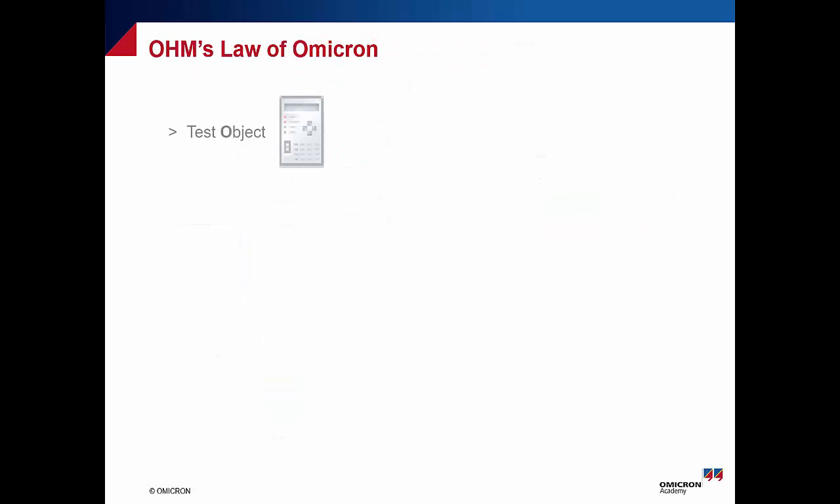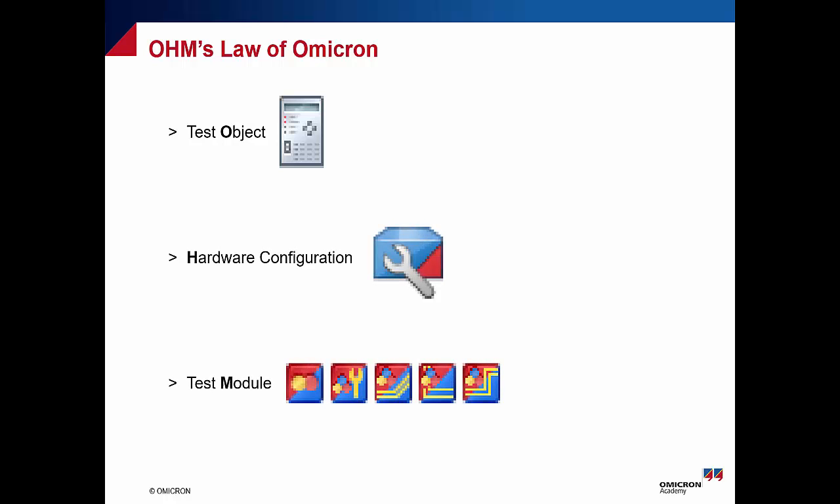Let's again confirm this information: we have to start with the test object, which is the relay setting. The second one is the hardware configuration, the configuration of the test equipment, and the last one is to select the test modules which we would like to use to test our protection function.